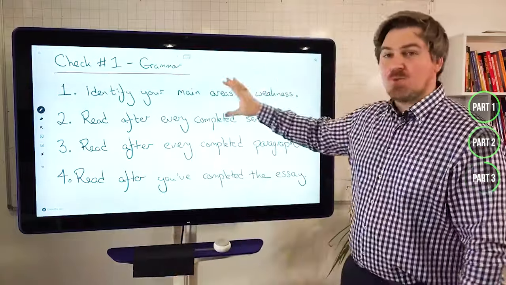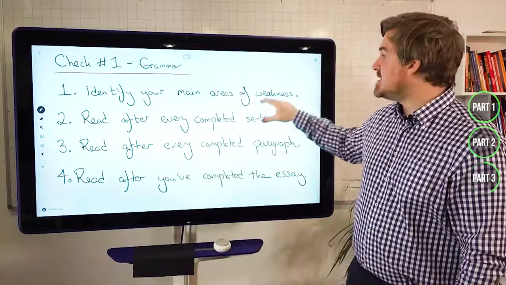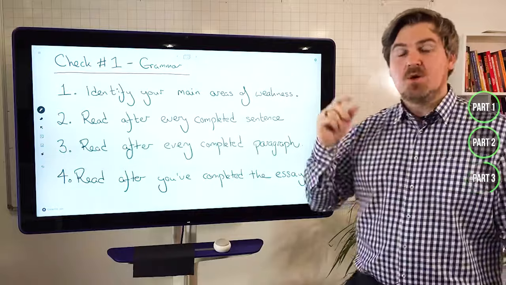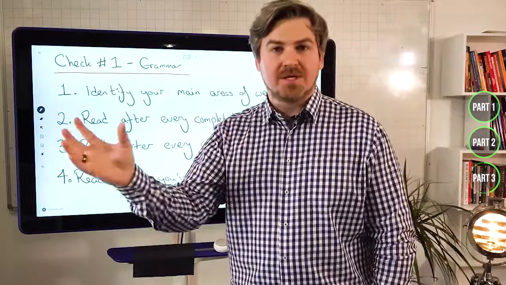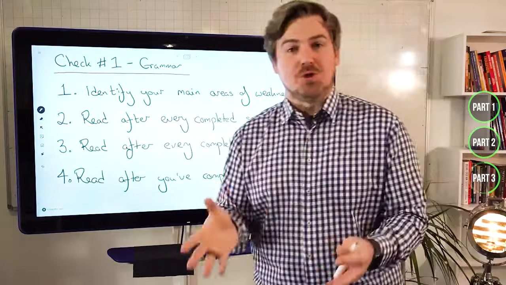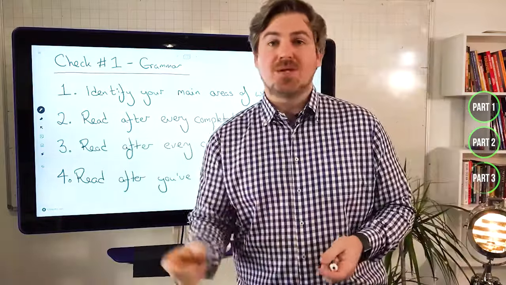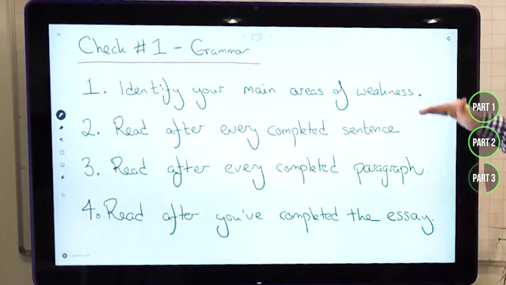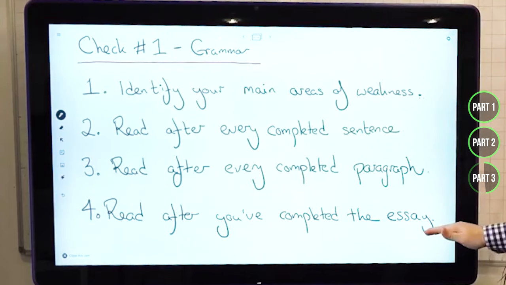So the best way to prevent mistakes is to identify those weak areas, work on them, turn those into areas of strength, and then you won't have to check as much because you're going to reduce the number of mistakes that you make dramatically. And then for grammar, there are three checks that you want to make.